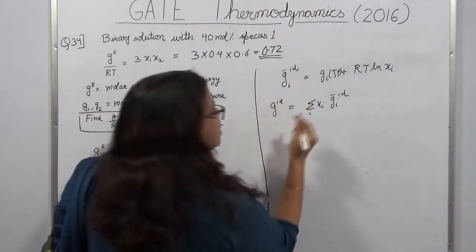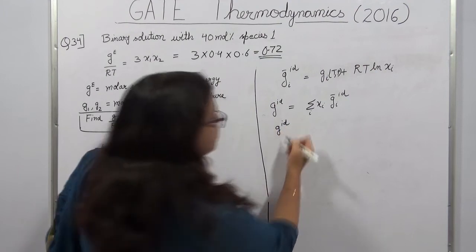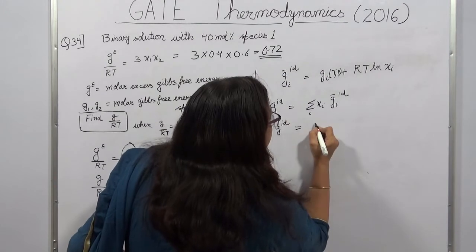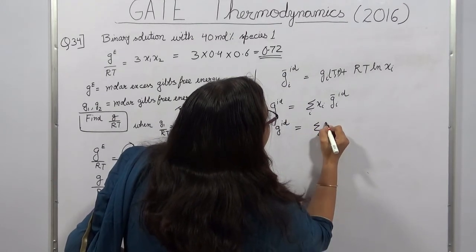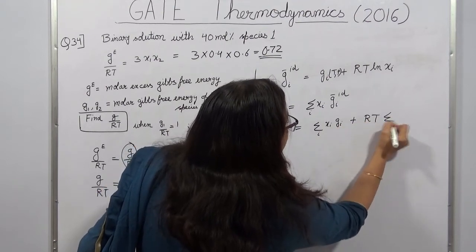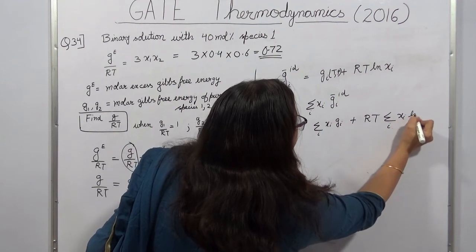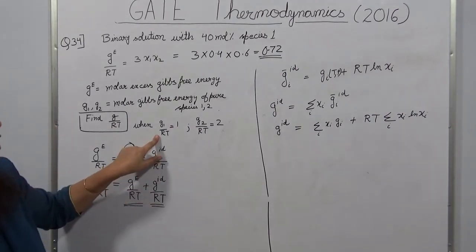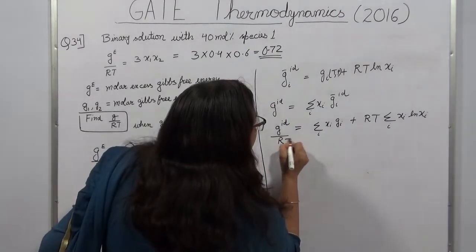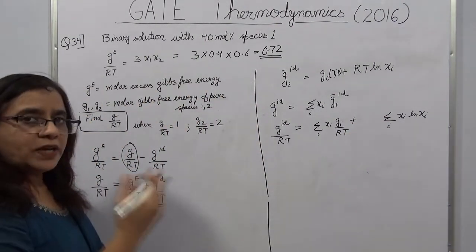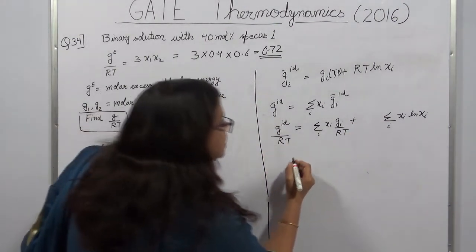So from this equation I am going to find out my molar Gibbs free energy for the ideal solution by applying summability. So it will be summation over all i of xi Gi plus RT summation over all i of xi ln xi. Now since the values of G by RT are given, I am going to divide this whole equation by RT and this RT will go away.